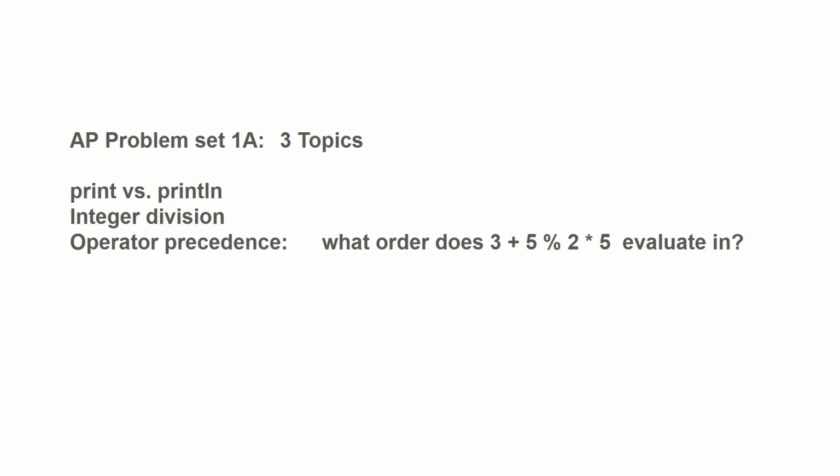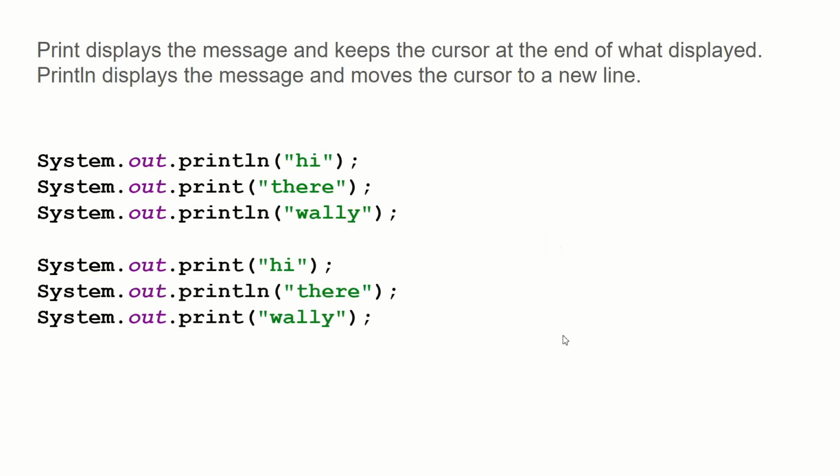Everybody, three quick topics for this upcoming problem set: print versus println, integer division, and operator precedence, which is like order of operations for the operators, but particularly for the mod operator. I'm going to try and make this short and sweet.